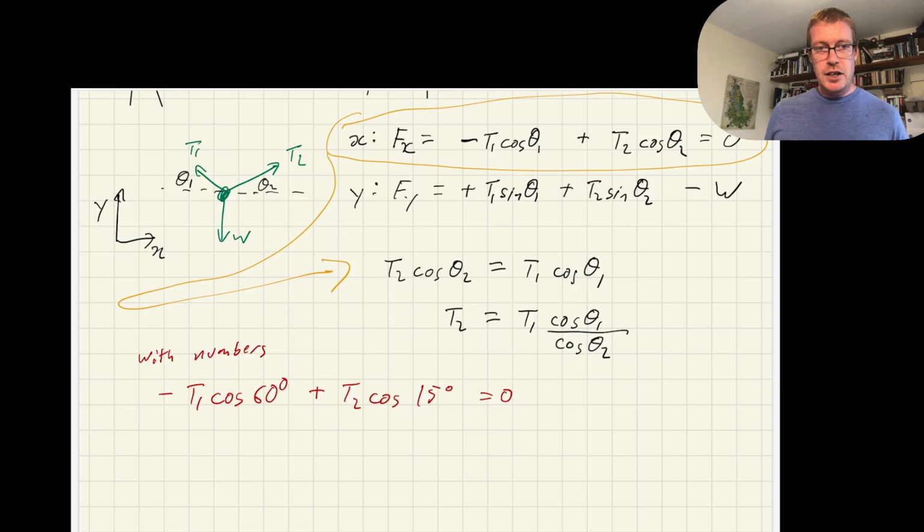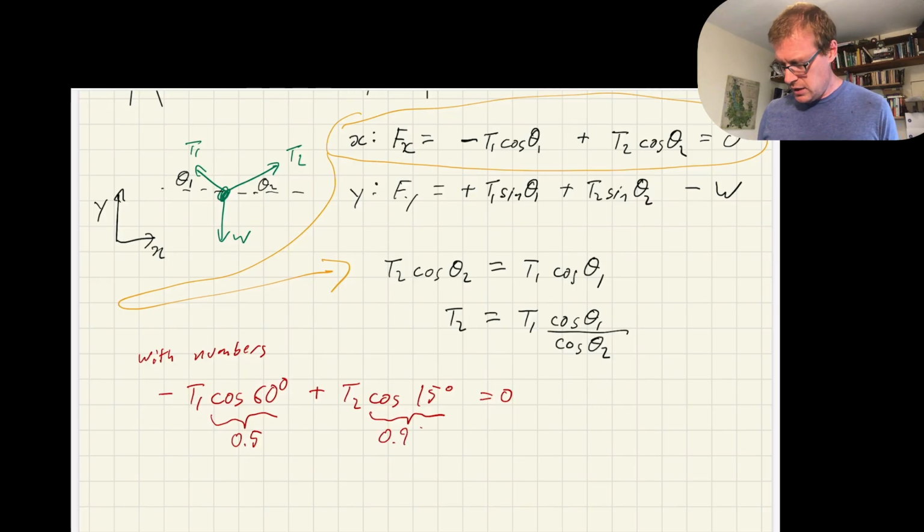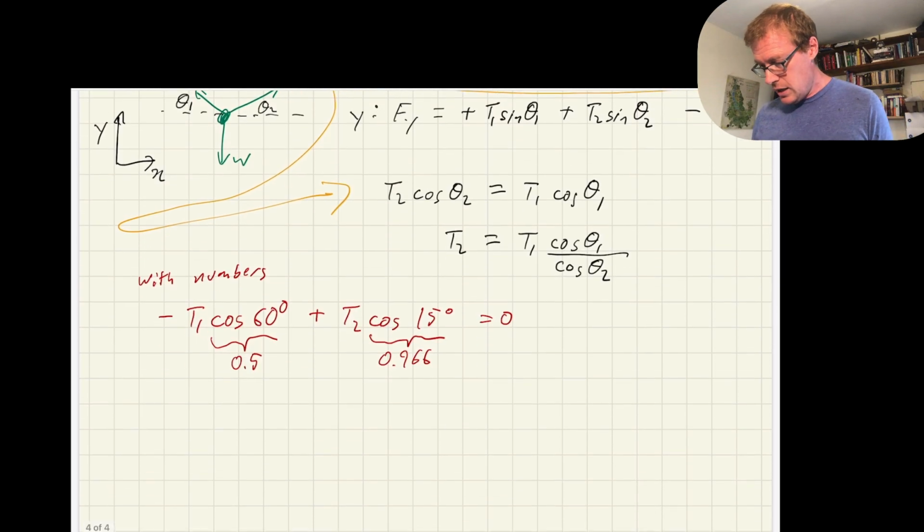And I punch this in my calculator. This cos 60 degrees, that's 1/2. Cos 15 degrees, right? That's something like 0.966. You have to be careful to have your calculator in degrees. Okay. And then I can, again, pull one of these over to the other side. So I get 0.966 T2 equals 0.5 T1.